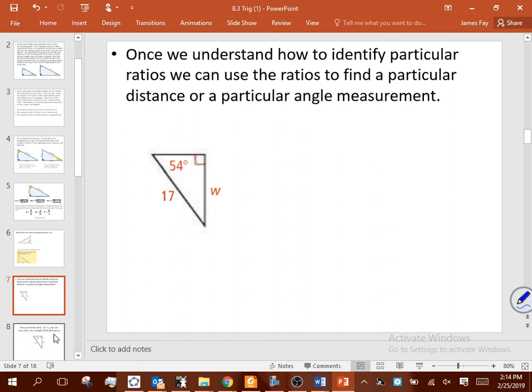Here's the reason why we want to have this understanding of sine, cosine, and tangent. It allows us now, if I know that I have a 54-degree angle, what we talked about at the beginning of class with those similar triangles, if I type in sine of 54 on my calculator, it's 0.809 as a decimal. Now it goes on beyond that, but 0.809. What that tells me is that it is a scale factor that's going to allow me to take 17 and reduce it down to get W. Does that make sense?